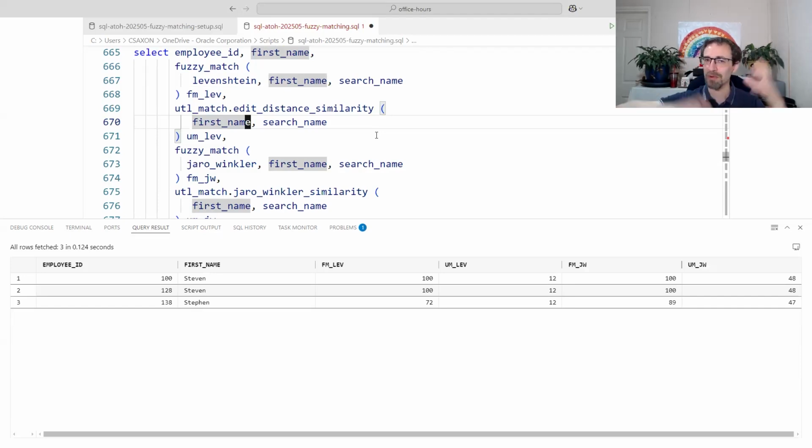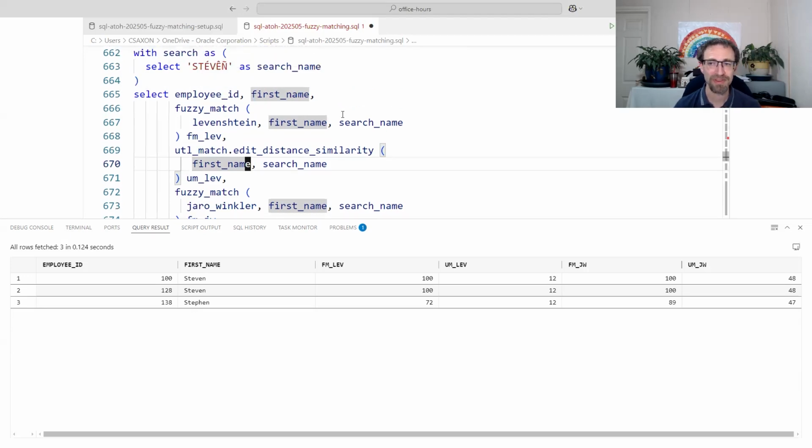Yes, you can use upper or lower to force case in UTL match, but if you want more powerful things, or for it to happen by default, by declaring it at the column level, to use collations, you will need to use fuzzy match there, right? UTL match will just ignore this.